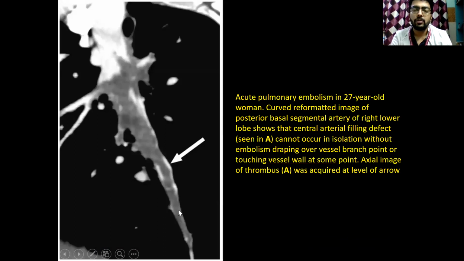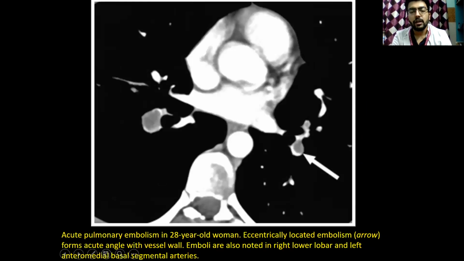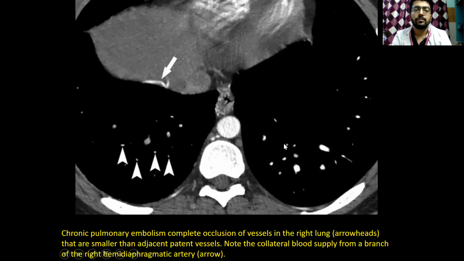This is acute pulmonary embolism where we see the posterior basal segmental artery of the right lower lobe. This is the contrast which is in the periphery of that, demonstrating the railway track sign. Again, in the right lower lobe and left anteromedial basal segmental arteries, thrombus.